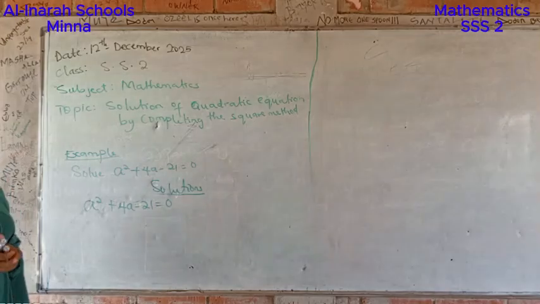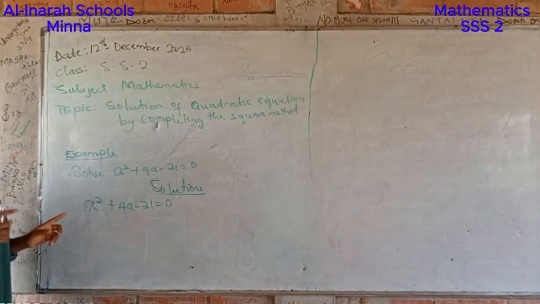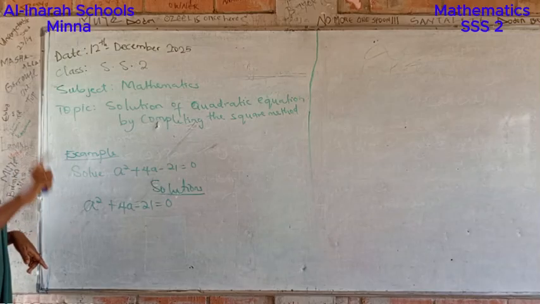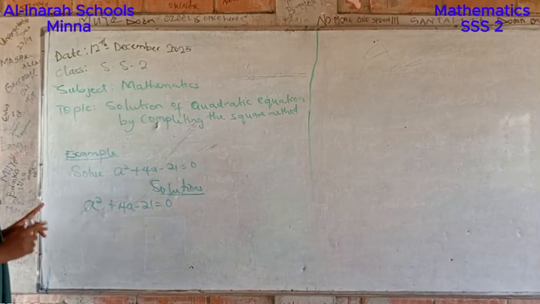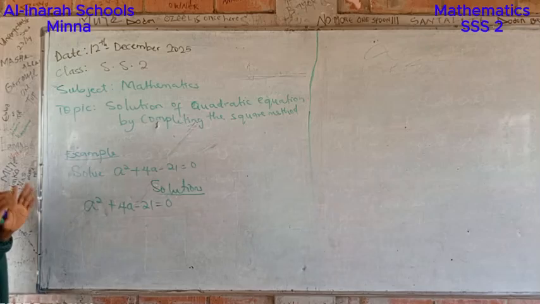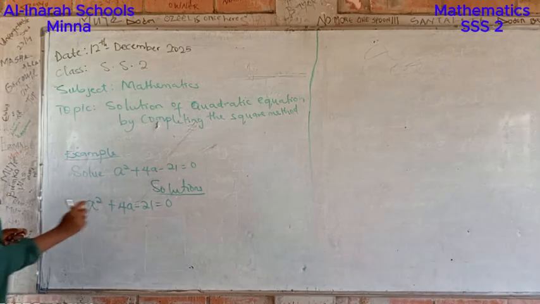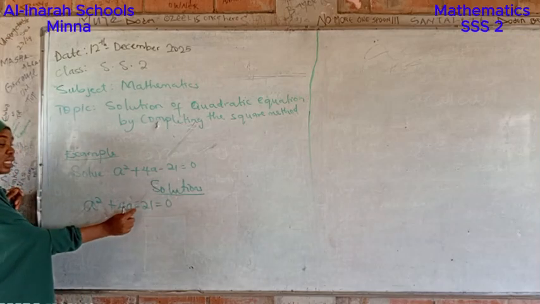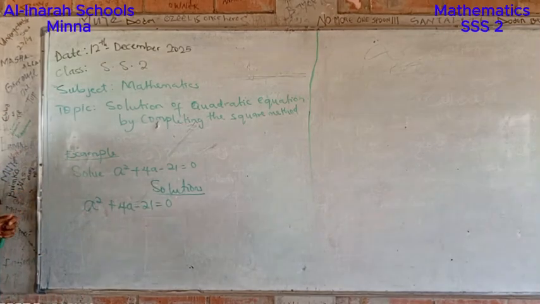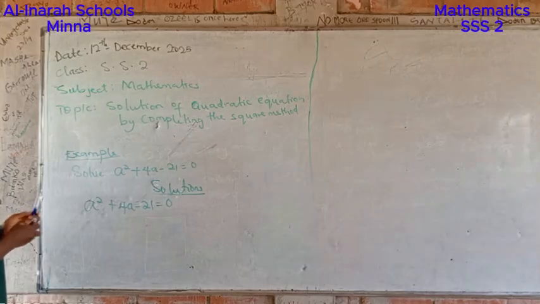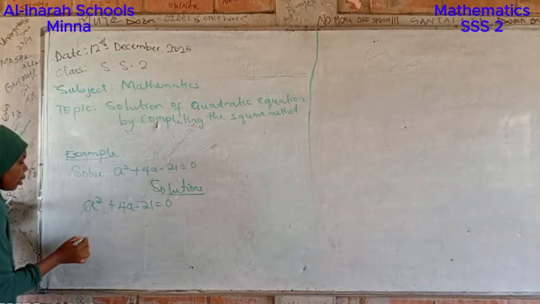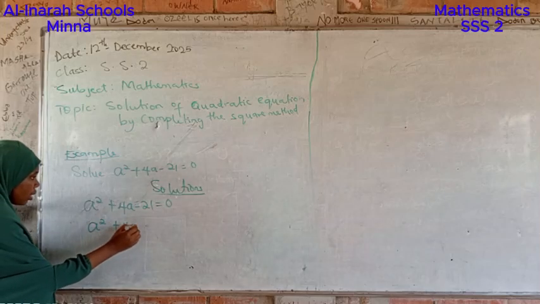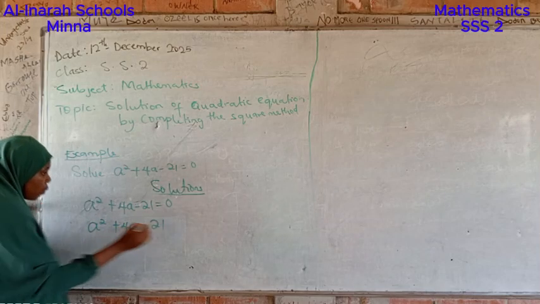Now, the first rule says that your constant must move to the what? You move your constant to your right hand side. And which one is our constant? The number that is not carrying any letter is our constant, which is 21. So if I move this 21 here, the negative sign is going to change to positive, and I'll be having a square plus 4a is equal to 21.